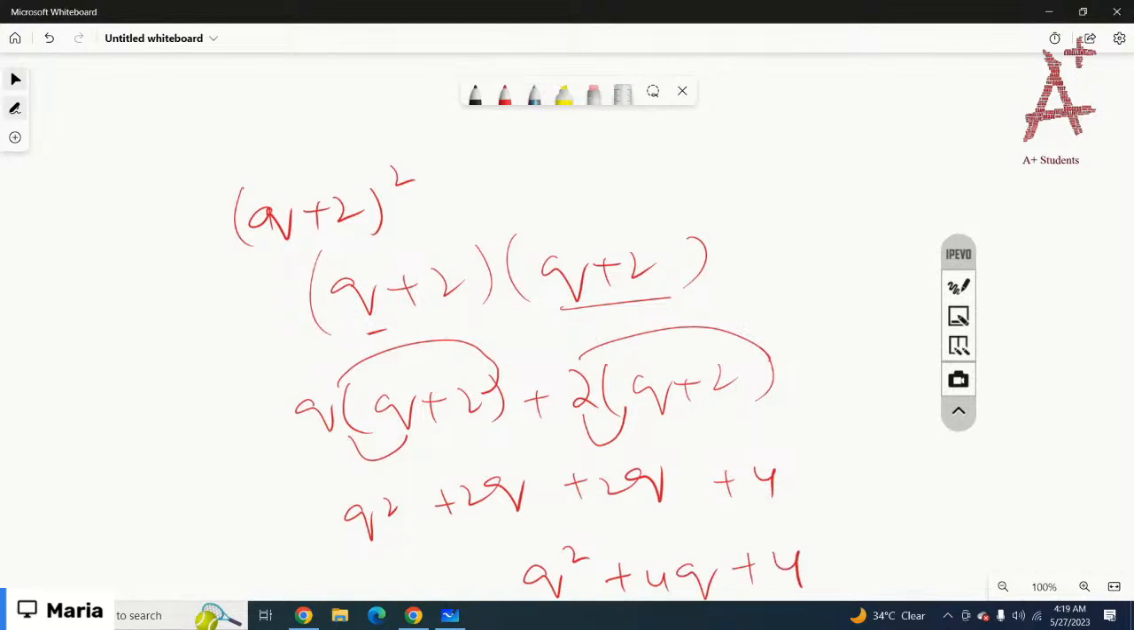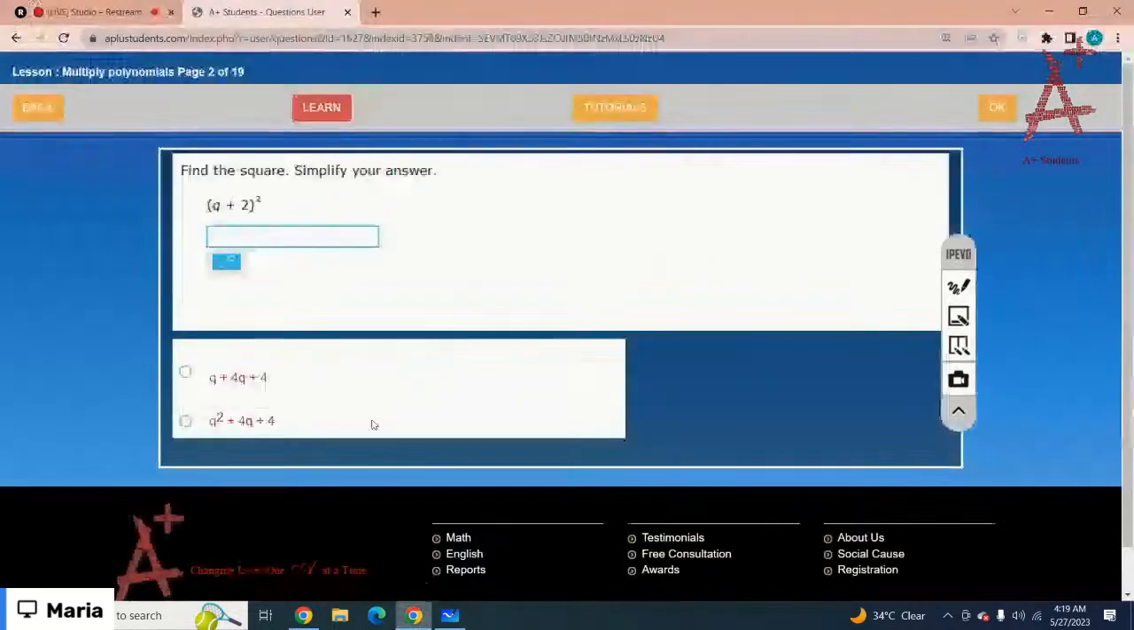Got it? The correct option is q square plus 4q plus 4. Option number 2 is the correct option.